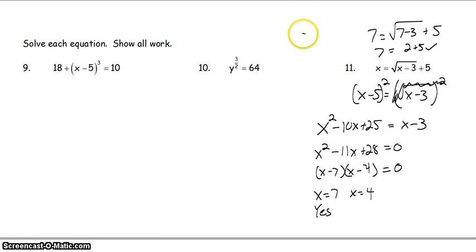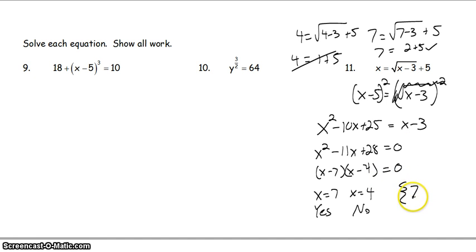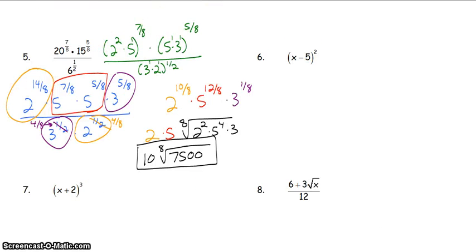Check number 4. 4 is equal to the square root of 4 minus 3 plus 5. Well, 4 minus 3 is 1. Square root of 1 is 1. So does 4 equal 1 plus 5? No, it does not. 4 does not equal 6. So this one doesn't work. And you say no. So then when we write this in our set notation, we have our bracket for this one is 7. And our extraneous solution is 4. Now remember, if all you get is an extraneous solution, you say no solution, and then you give your extraneous solution.